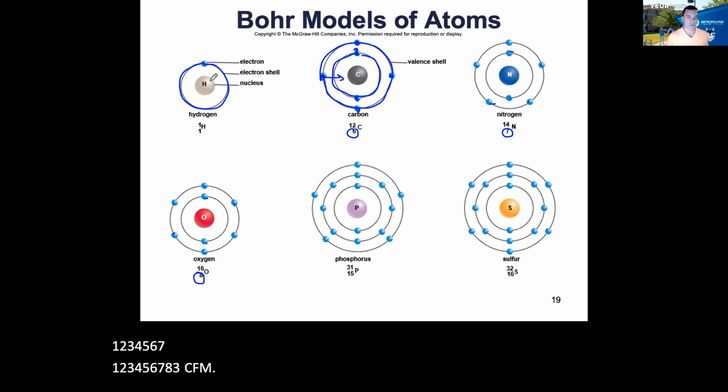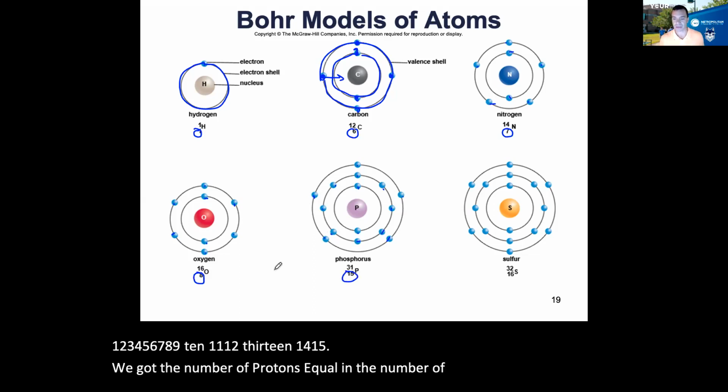Hydrogen, 1. Okay, it's kind of the outlier. 1, 2, 3, 4, 5, 6, 7, 8, 9, 10, 11, 12, 13, 14, 15. So we have the number of protons equaling the number of electrons here. Okay, so this number also tells you the electrons as well, by golly.